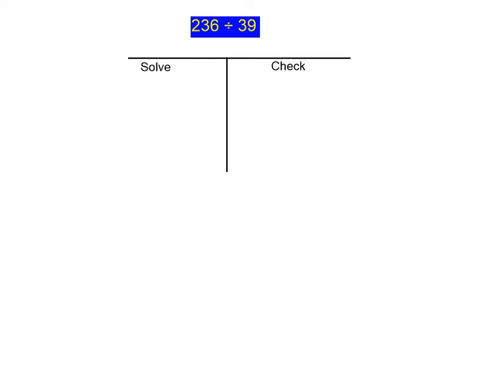Let's try another problem. We have 236 as my dividend. I divide it by my divisor of 39. All right, so now I need to look at 39. I know that 39 is close to 40, so I'm going to do 40 and try to get close to 236. Some of you may have a hard time with this, so write 40.